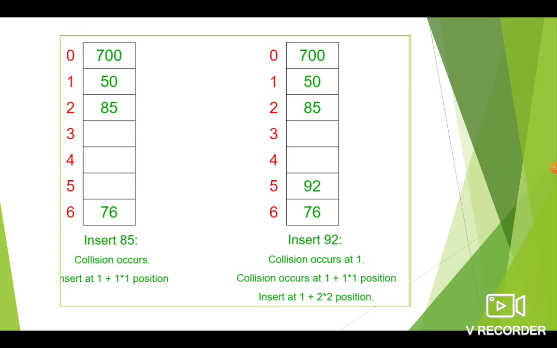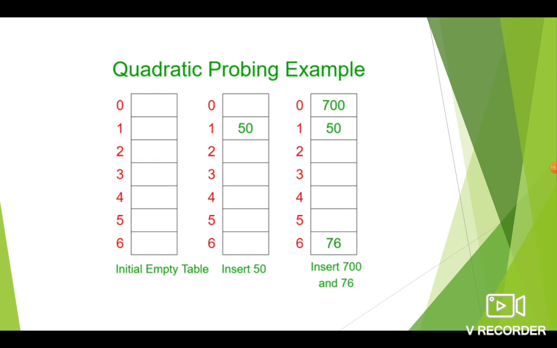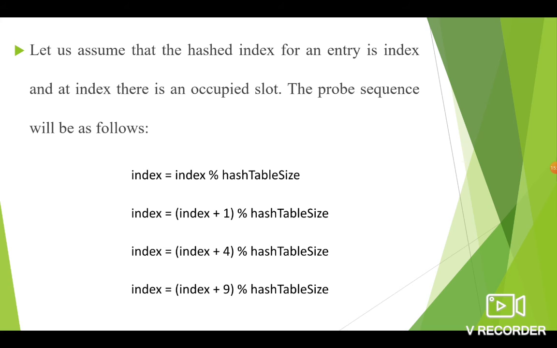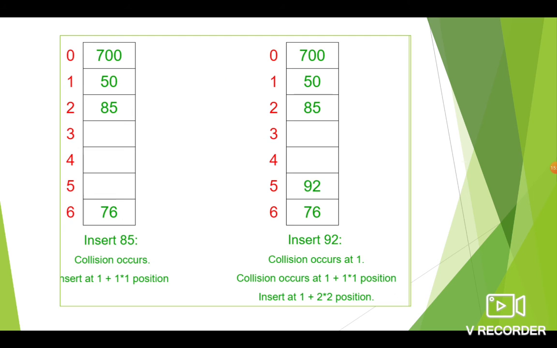Again, I am inserting the element 92. If it were linear probing, then 92 would be stored in the third index. But now we are doing quadratic probing. In quadratic probing, if index modulus hash table size is full, we have to go with index plus 1 modulus hash table size. If it is also full, you have to go with index plus 4 modulus hash table size. That's why it is stored at 1 plus 4, so at index 5 we have stored the element 92.